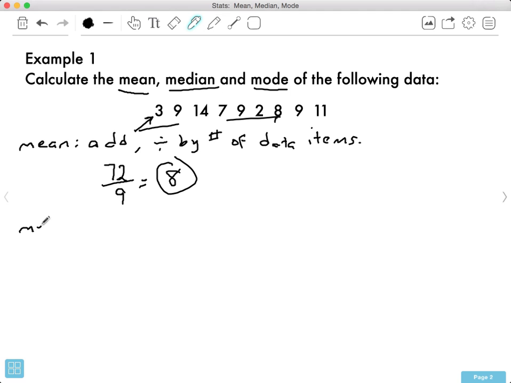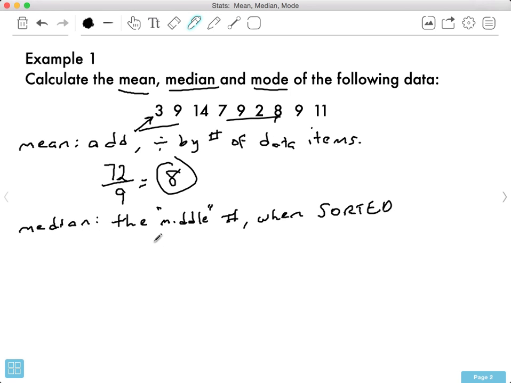The median is the middle number. However, it's not as easy as just looking at the middle number. It's the middle number when the data is sorted. By sorted, what I mean is put in order from lowest to highest or highest to lowest. It doesn't matter which order you go in because the middle will always be the middle. I'll go from lowest to highest.